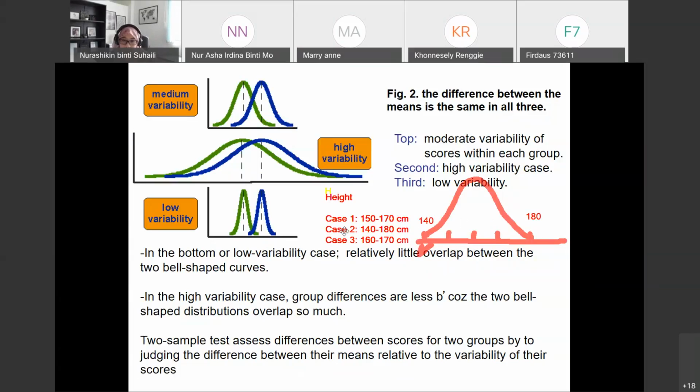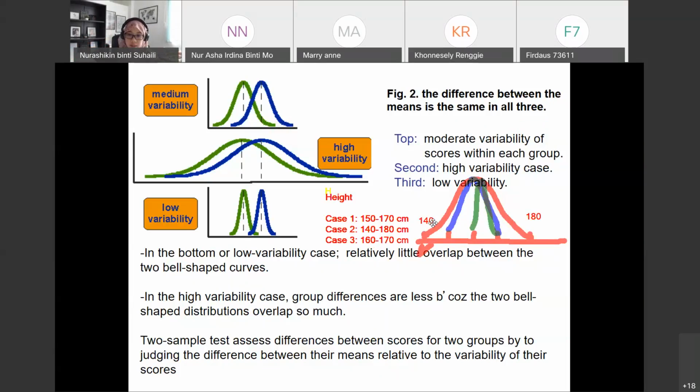That is the second case. So the first case, 150 to 170, is only here. I hope you can see the sketch well, even though it's not that nice. Okay, this is 160. I don't label it, but you can see by yourself. Let's say this one is green. This one is very short. So all of them have the bell shape, right? But what differs is the spread.